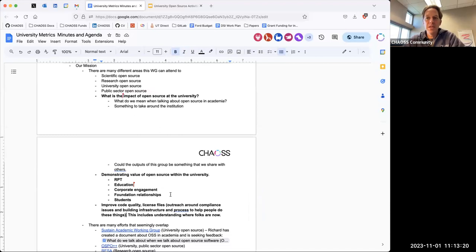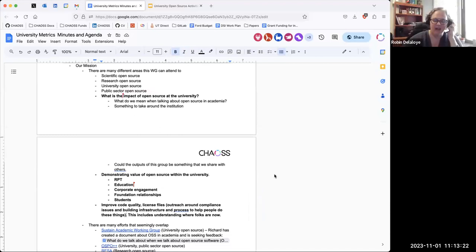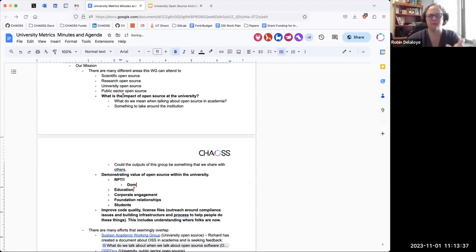So just a plus one on top of everything about demonstrating value. Okay, great. Thanks, Tom. I agree with demonstrating value, especially for faculty tenure and promotion. Being able to show that software you've built has a meaningful impact for research, for your community, and for your discipline is something that we struggle with.